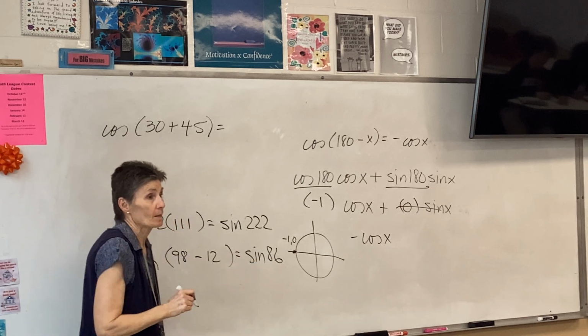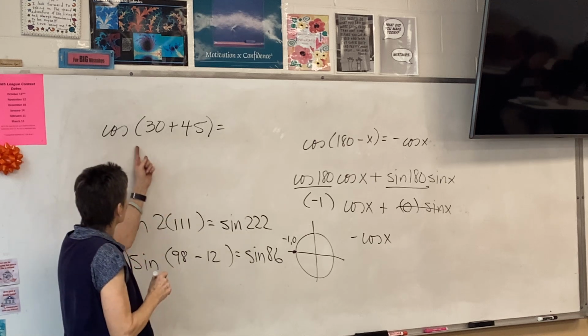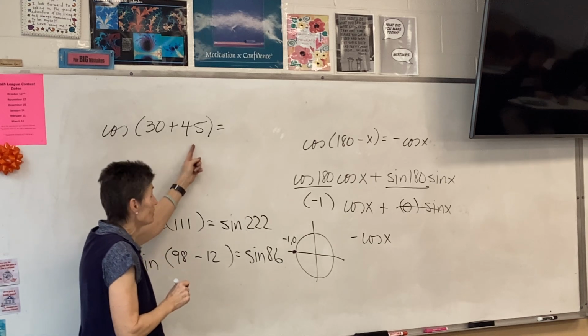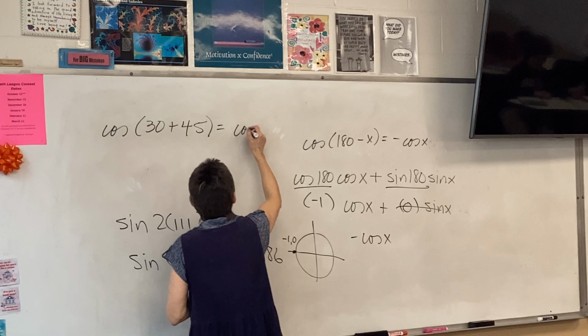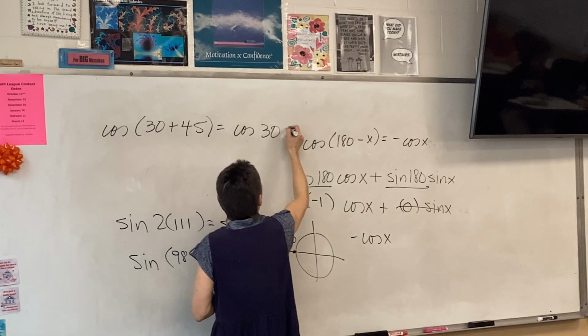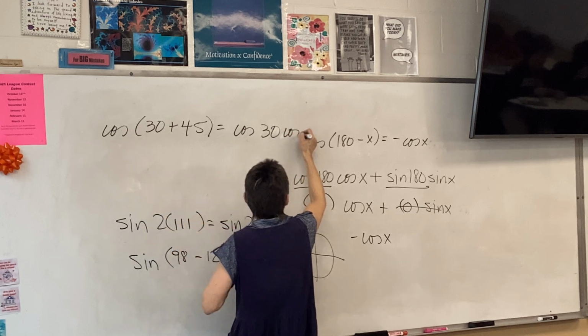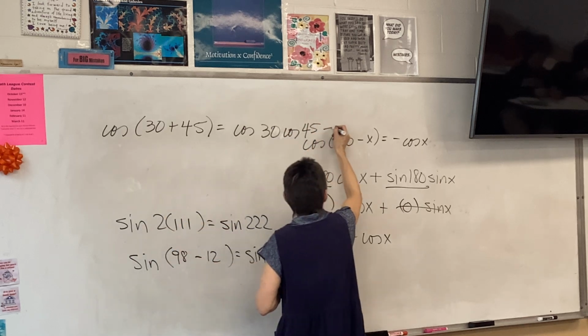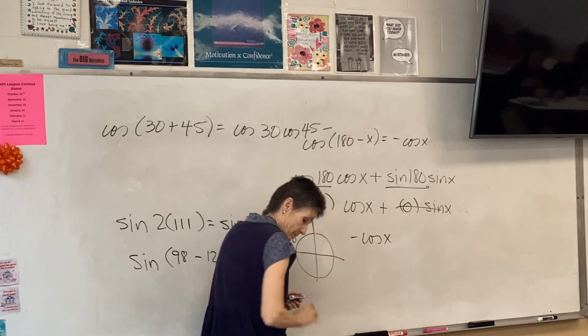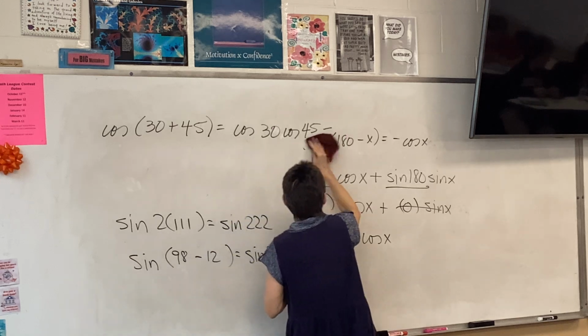So that means your equation is, now I've got my u and v here. So what's my formula? Cos 30 cos 45, three in a row, and then minus sine 30 sine 45.